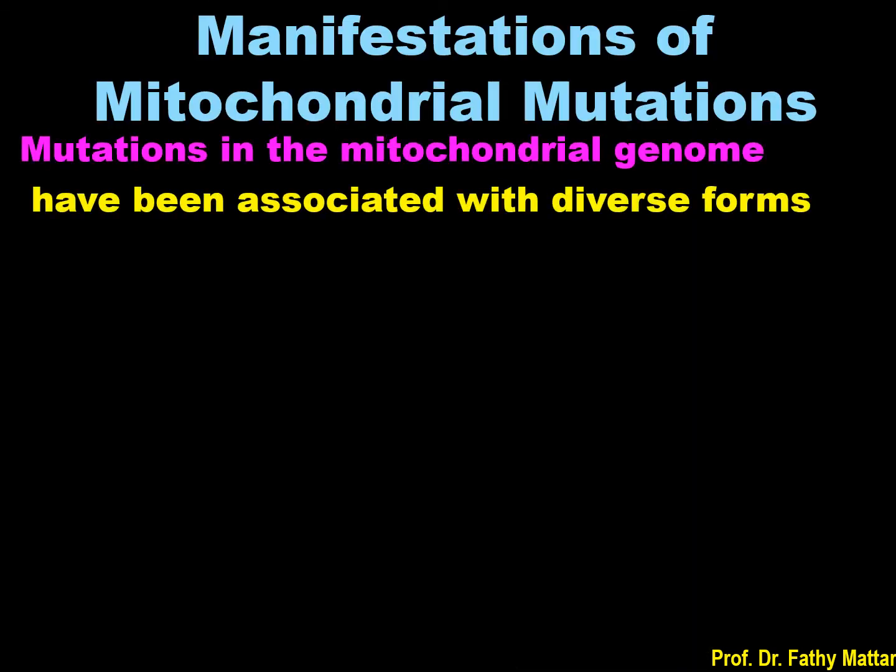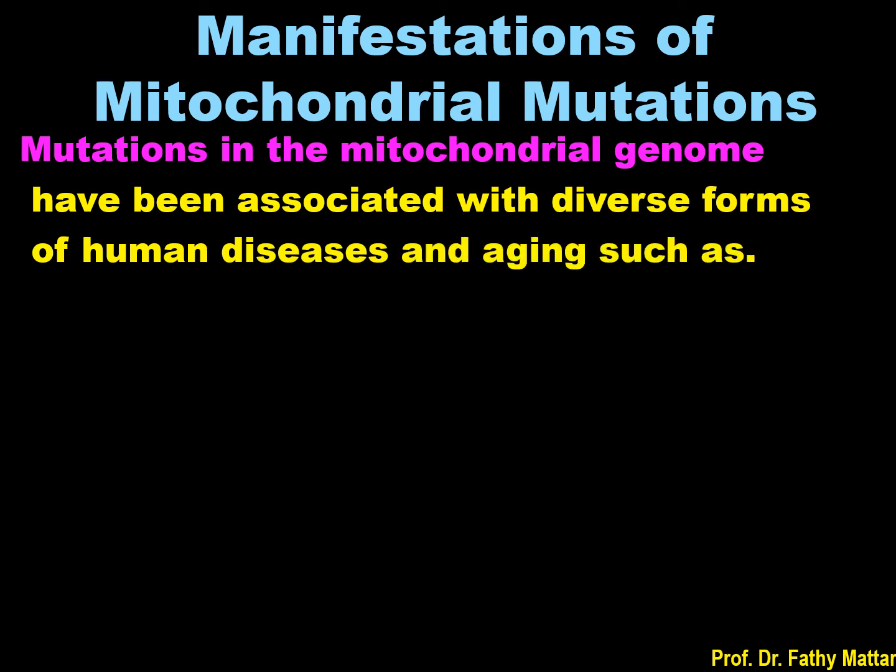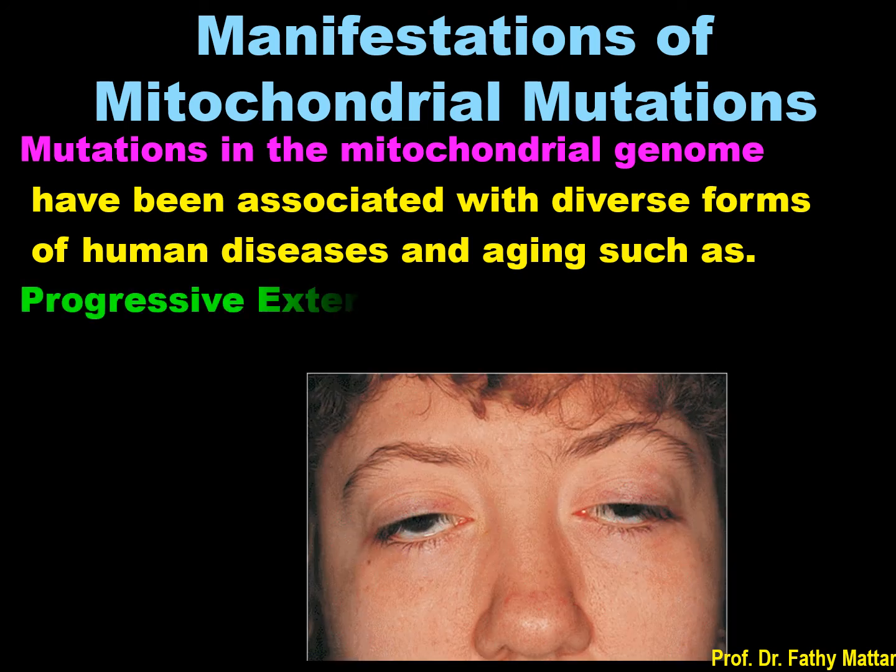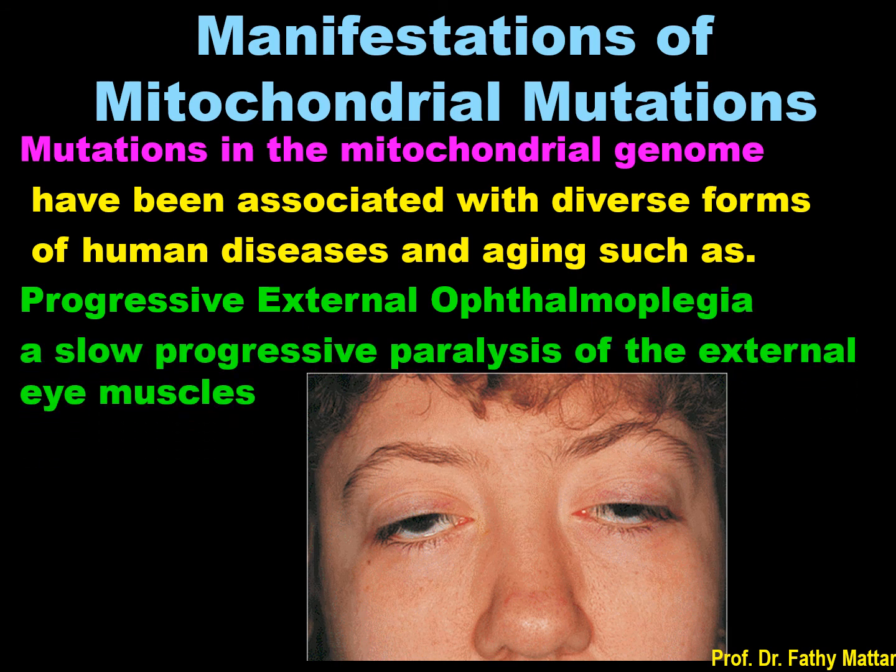For example, mutations in the mitochondria of a person have been associated with diverse forms of human diseases and aging, such as progressive external ophthalmoplegia, as you see here. You see the eyes and the muscles of the eyes are affected. This is a slow progressive paralysis of the external eye muscles.